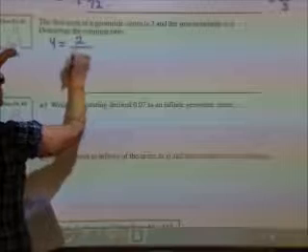Okay. Class example number 2 says the first term of the geometric series is 2 and the sum to infinity is 4. Determine the common ratio. So the sum is 4. The first term is 2. So I get 4 equals 2 over 1 minus R. How do I solve this?